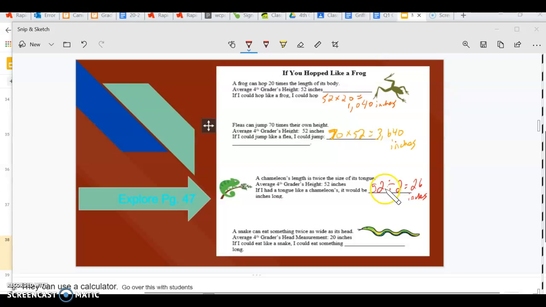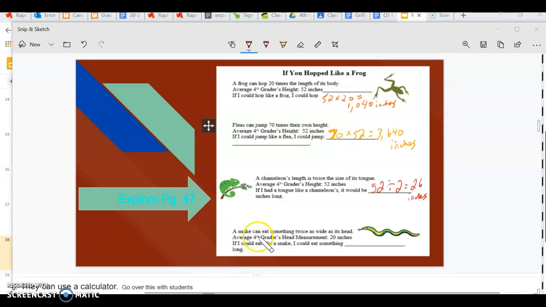So this one's just a little bit different. This one is a division, and division is the inverse property of multiplication. 52 divided by 2 equals 26 inches. 26 inches for that one is the correct answer.